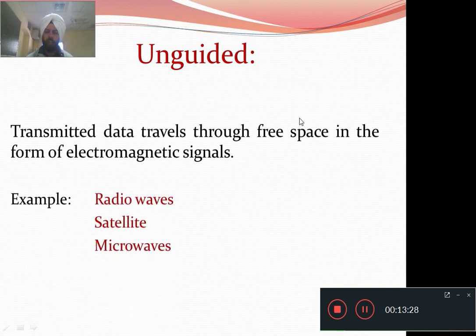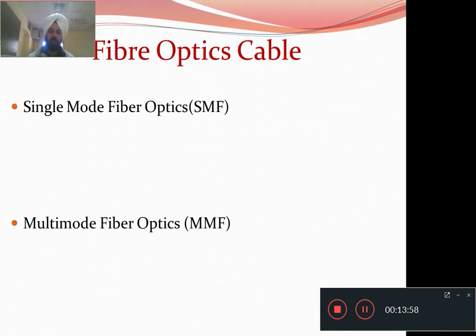Data can be sent from one place to another through free space. Examples are radio waves, satellites and microwaves. Microwaves, we can use these signals in our mobile networks.